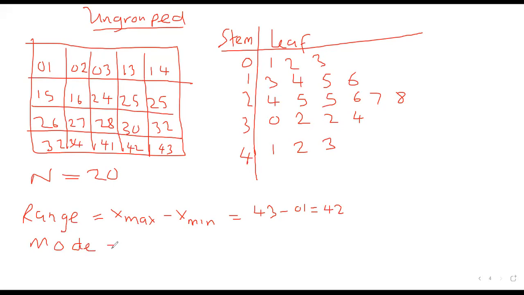Which number is appearing the most there? We have this number and that number. So this is 25 and 32. This is a 25, this is a 32, not a 5 and a 2.